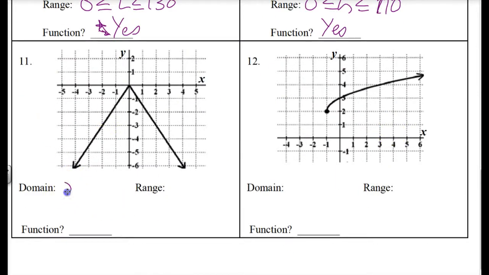Domain looks like every x value is covered, so x belongs to the reals. Ranges go up to 0, so y is less than or equal to 0. Right? Any value less than 0. Is this a function? Vertical line test says yes.